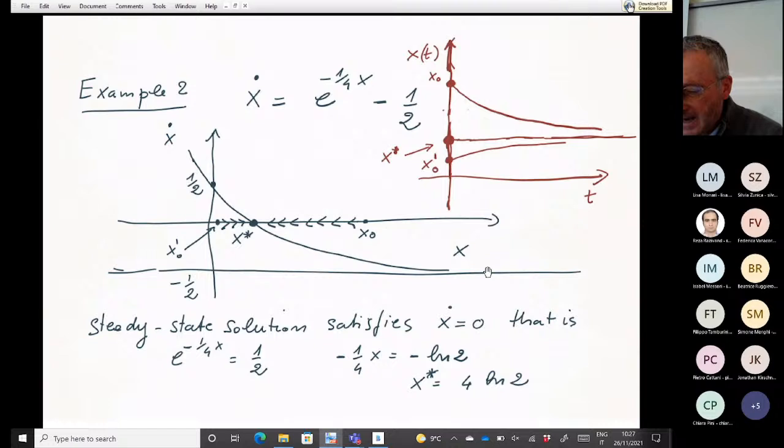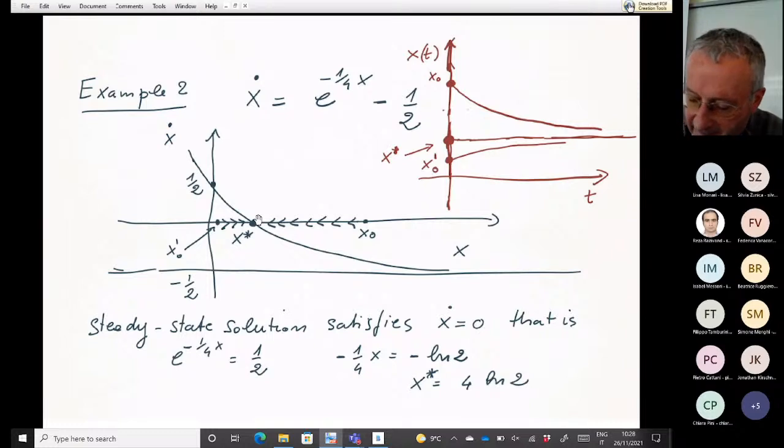It is a monotonic f of x, a monotonic phase diagram that has at most a unique steady state, and a monotonic phase diagram decreasing with a unique steady state, of course, has a steady state which is globally stable. So if the phase diagram is strictly monotonically decreasing and has a unique steady state, that steady state is globally stable. Why? Because there are monotonically decreasing phase diagrams which do not have steady states. Look at this, for instance.